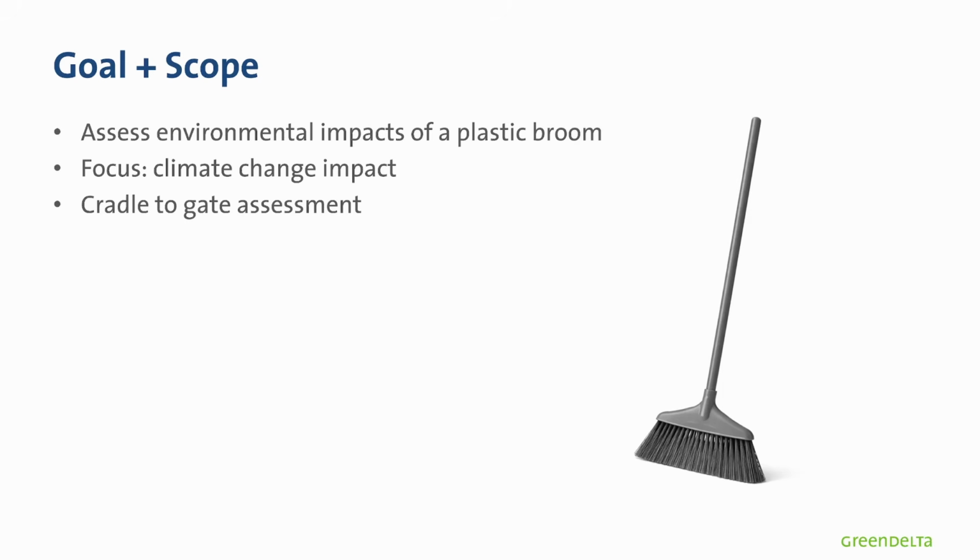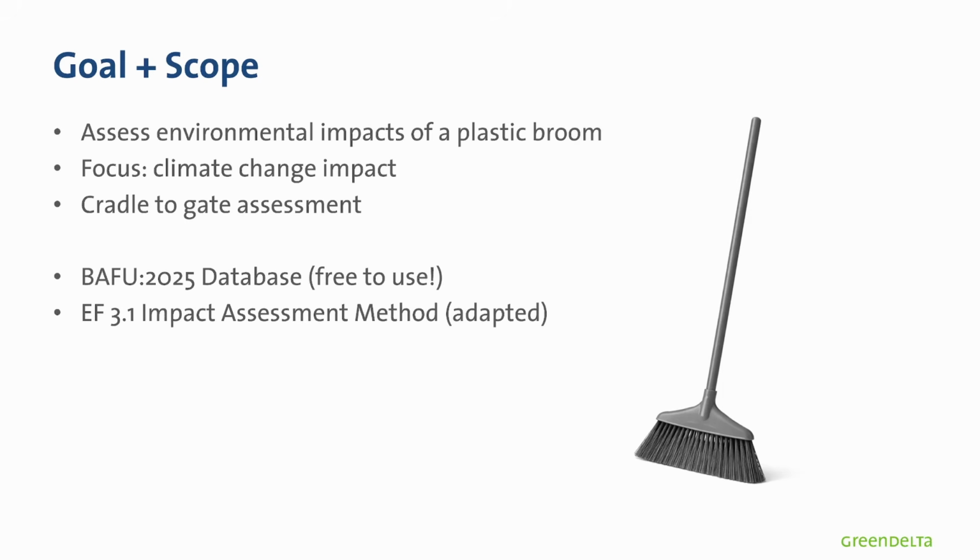We're going to be working with the free Swiss database BAFU, and we'll be using the EF 3.1 impact assessment method from the openLCA methods pack. The next thing we need to define is the functional unit. The functional unit describes the function of the object of our study and allows a comparison between different things that might fulfill this function. The functional unit should answer the question how much, how long for, what, and in this case our functional unit is one plastic broom.